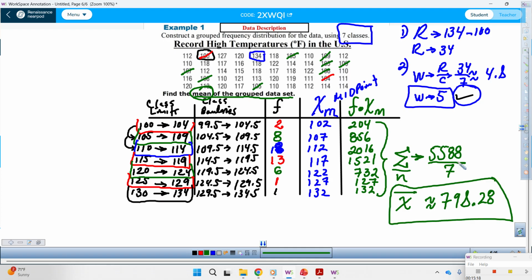So let's see the process. We started with our limits, boundaries, frequency. We added a midpoint, and at the end, multiply frequency times the midpoint, and then found the sum divided by the number of numbers, and that's how we find our mean. From 1 to 5, how comfortable are you with that so far? Yeah. Send me your work, please. I want to see what you did.